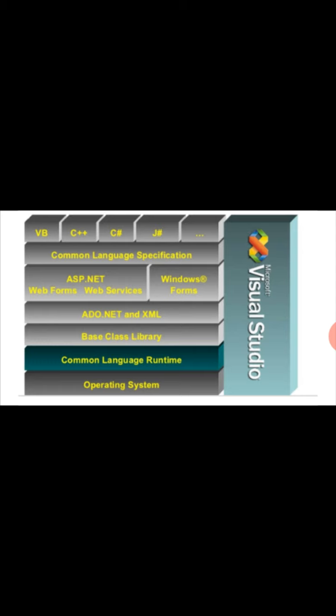In layer 3, we have ASP.NET and Windows Forms. ASP.NET can contain web forms, web services. That means it will contain console application, web application, Windows application. These all are types of application. So layer 3 stands for the types of application.